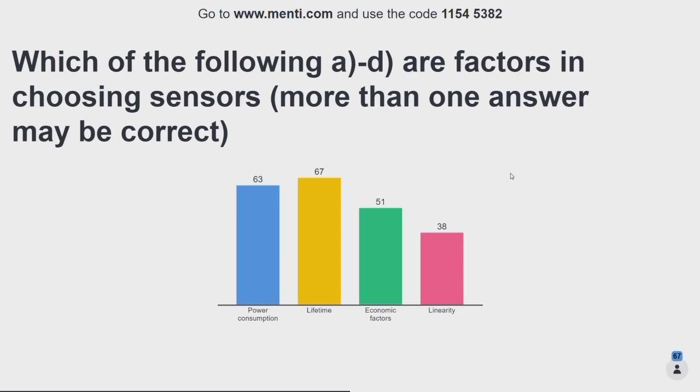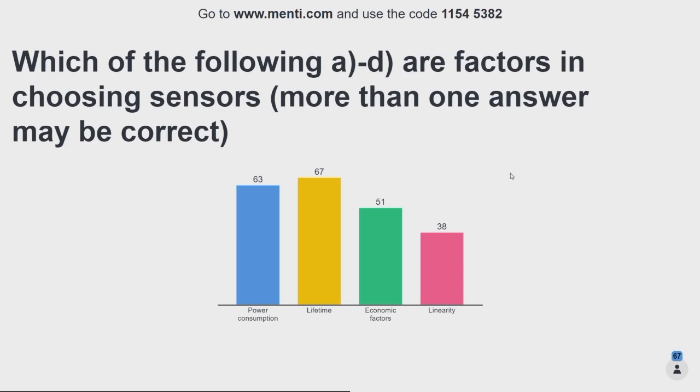Economic factors, yes, economic factors are also important. If the sensors are really expensive and you're making a product like a mobile phone, each of these mobile phones has a 9 degree of freedom inertial measurement unit in it. They cost pence now. When I did my PhD, 1 degree of freedom would be £50. Now it's pence. So the cost of the sensor is also an important factor, the economic factors.